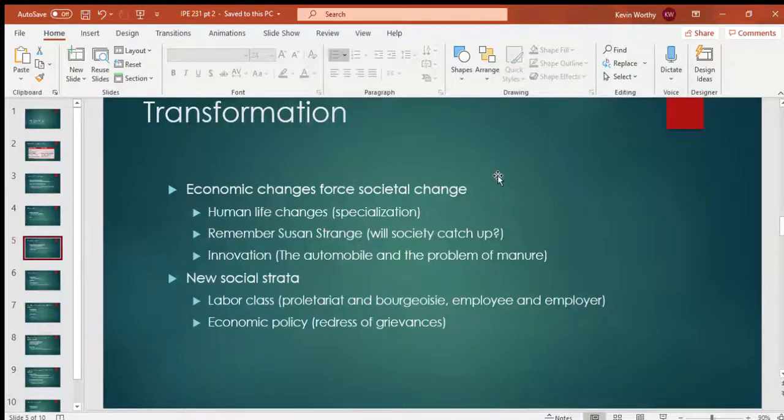The other part about the British school, it is much more concerned about transformation. So the American school, we only talk about things that are happening today. Whereas in the British school, we're talking about how things change from one system to another. So economic changes force societal change. So human life just changes.